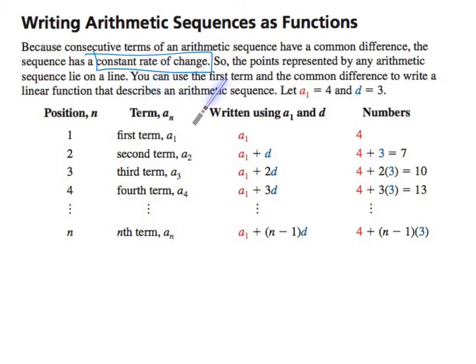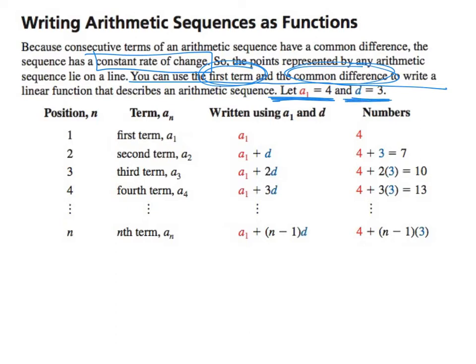You can use the first term and the common difference to write a linear function. Make note, I want you to put a star around this. What do you need? The first term and the common difference to write a linear function. A sub 1 represents the first term.